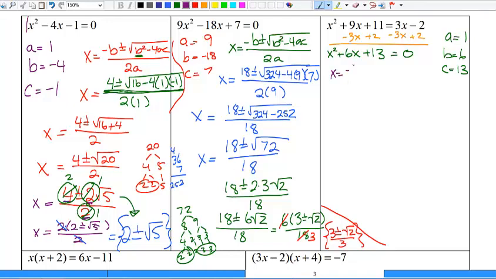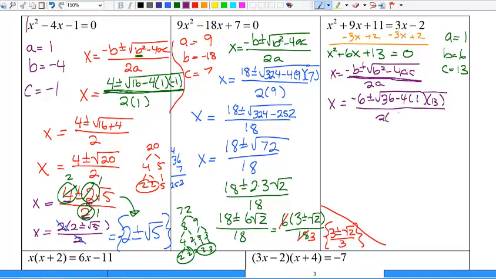I'm going to write out my formula to help myself memorize it. B squared minus 4ac. Don't forget that all over goes all the way back from negative b all the way to the square root. So x equals negative b. b is 6, so the opposite of 6 is negative 6, plus or minus the square root. B squared is 6 squared, which is 36, minus 4 times a times c. My a is 1 and my c is 13, all over 2 times 1.